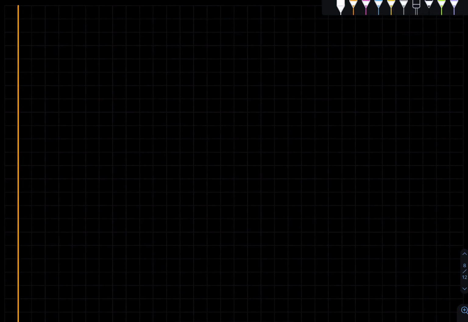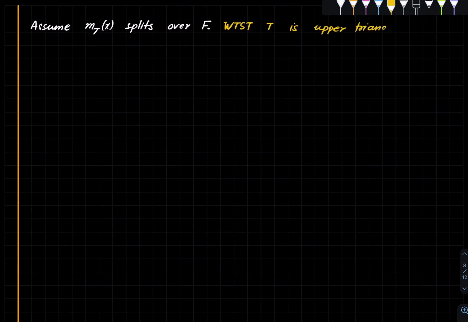So now assume the minimal polynomial splits. Assume m_T(x) splits, and we want to show that T is upper triangulable.